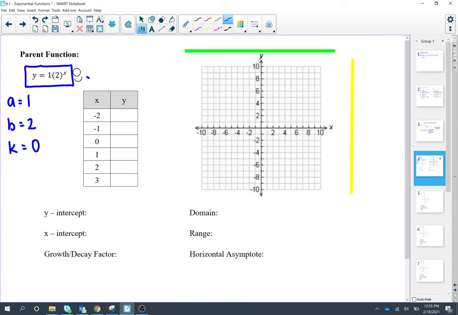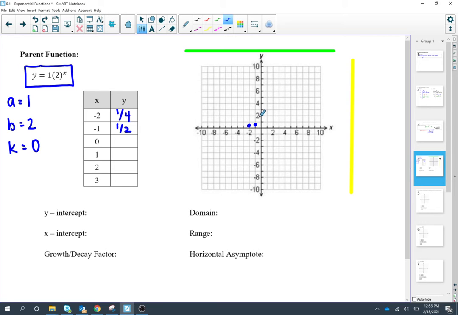Now, in order to graph this, we're going to start by making a table. So if x is -2, we're just going to evaluate our function and we're going to substitute in -2. So you're going to have 1 times 2 to the power of -2, which is 1/4. If we plot that, we would go -2 and up 1/4, which is really small. Then you're going to substitute in -1. So 1 times 2 to the -1 is 1/2, which would put you about there.